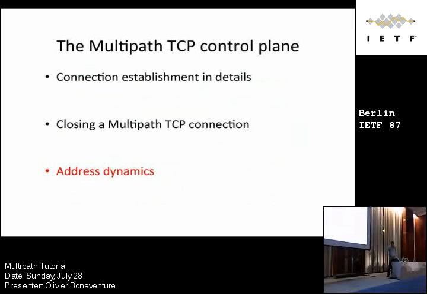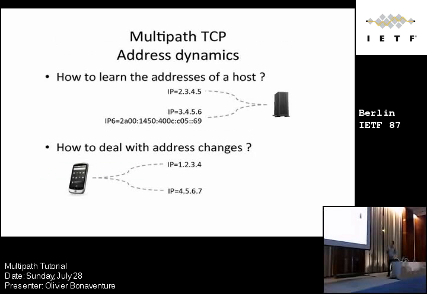So the last point about the Multipath TCP protocol is the address dynamics. How does it work? In Multipath TCP, we are able to support address dynamics. So we can support a server which has multiple IP addresses, IPv4 and IPv6. And we can also support a client which changes its IP address during the lifetime of the TCP connection.